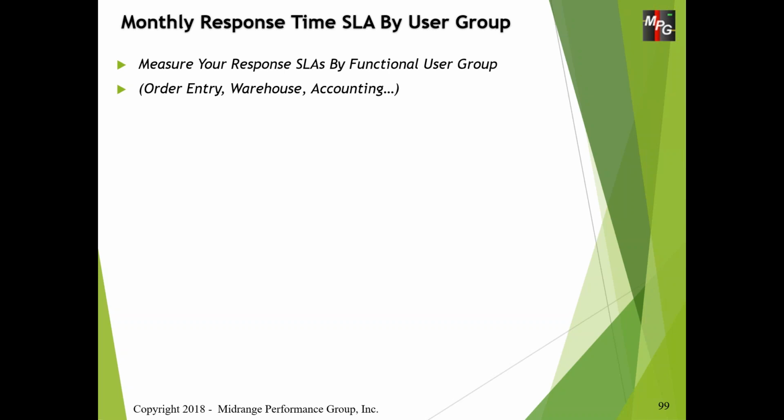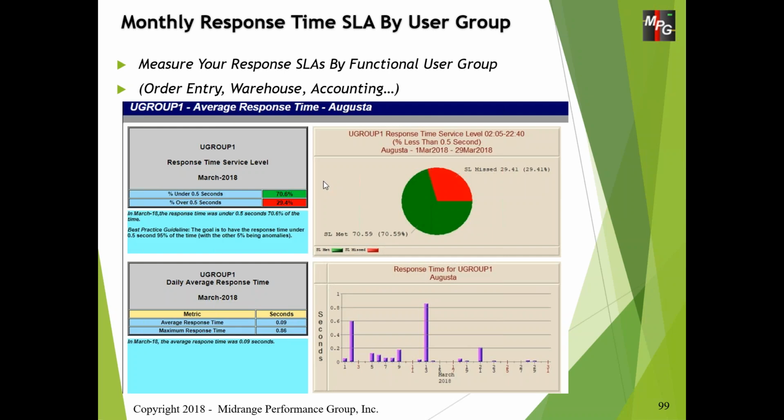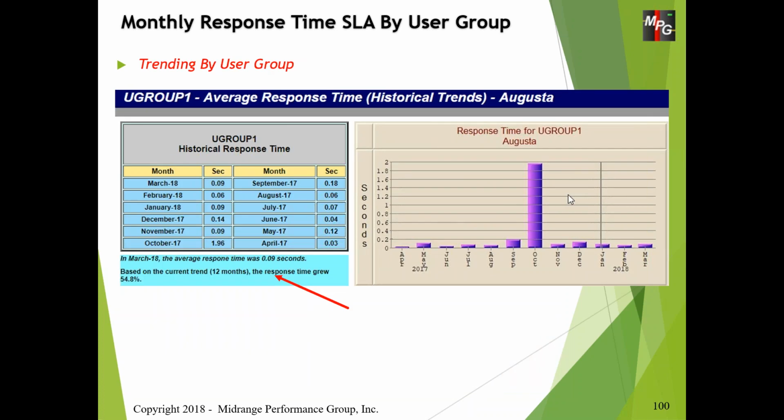So we got down to a very granular level. We knew how the order entry system was running, how was warehouse, how was accounting, and so forth. So what you can do in version 19 is look at SLAs based on user groups. So very, very powerful. And not only can you see how well they're doing in regards to the SLA, you can see trends as well. So for those customers that need a little bit more granularity, this is a great report for them to understand how they're doing.